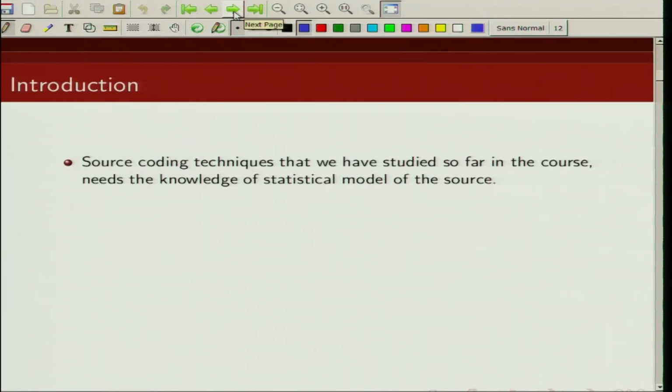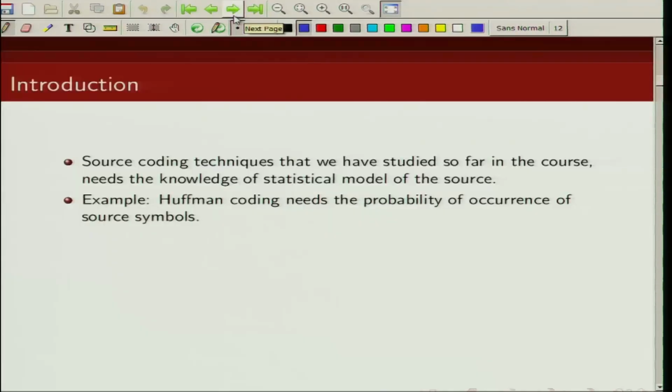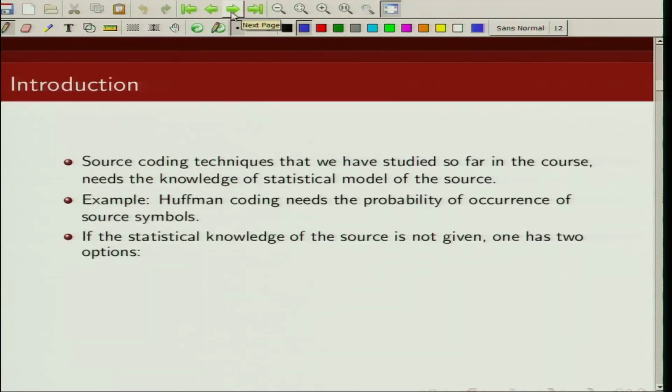As I mentioned, the source compression algorithms that we have talked about so far, take Huffman coding, Shannon coding, Shannon-Fano codes, they all require a priori knowledge about the source distribution. If you do not have that knowledge, you cannot do source compression optimally. Many times we do not have that information available. So what if you do not have that information available to us?